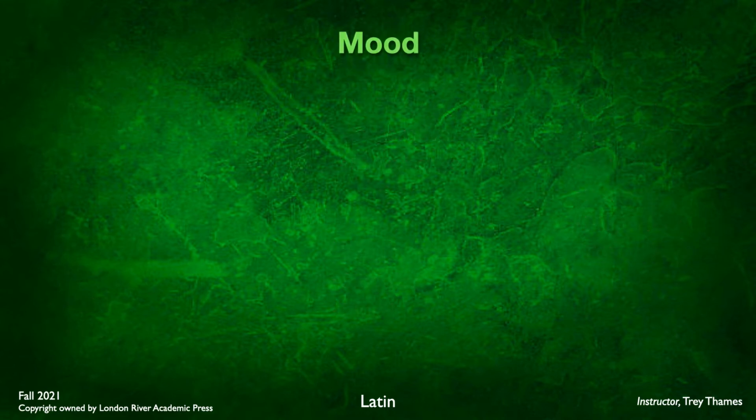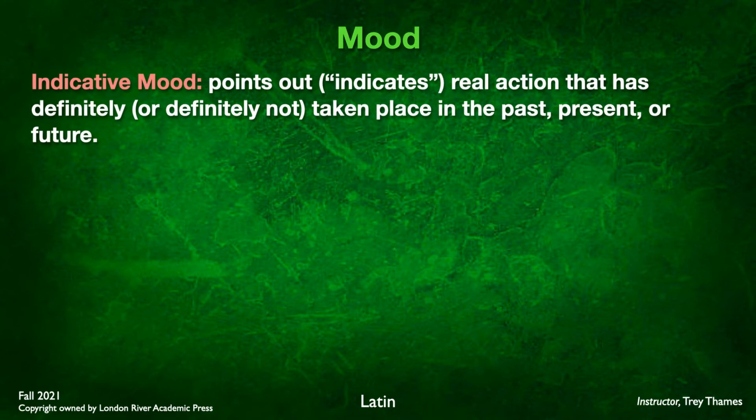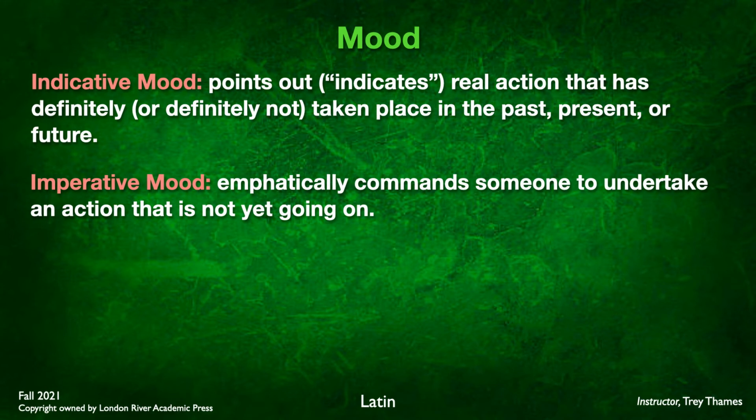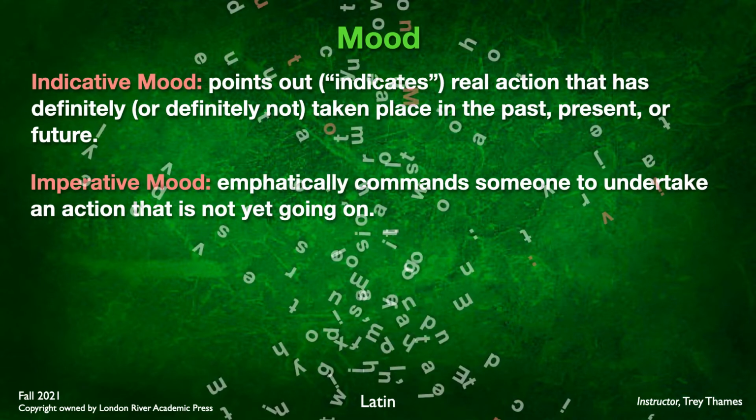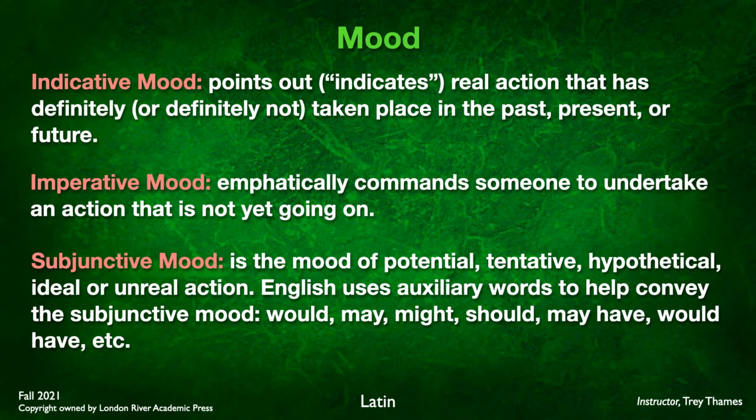Let's do a quick review specifically of the different moods we've studied. Indicative mood points out real action that has definitely or definitely not taken place in the past, present, or future. The imperative mood emphatically commands someone to undertake an action that is not yet going on. And then finally, the subjunctive mood is the mood of potential, tentative, hypothetical, ideal, or unreal action. In English, we will use auxiliary words to help convey this idea, like would, may, might, should, may have, would have, etc. So those will be helpful to keep in mind.